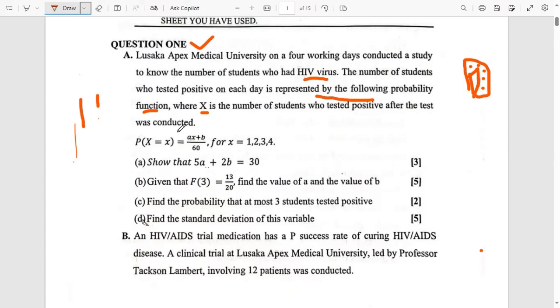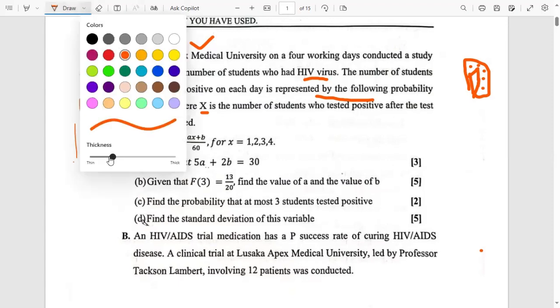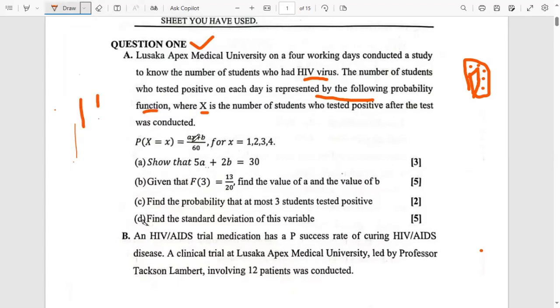So we've been given a PDF here, which is AX plus B, divided by 60. This is our PDF for which variables? 1, 2, 3, 4. If the variables are countable, then we know that should be a discrete random variable, right? The first question here: show that 5A plus 2B is equal to 30. So how are you going to show that?